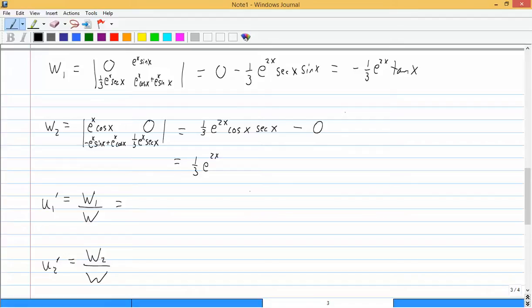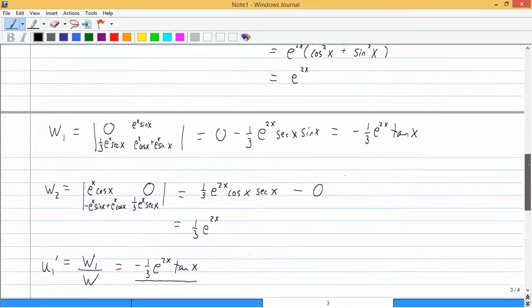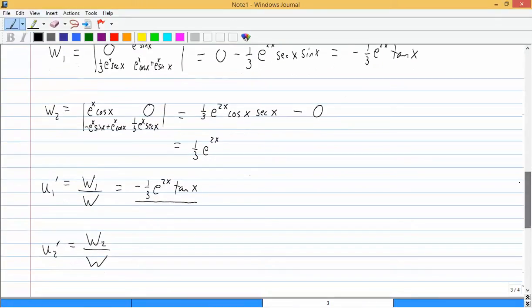Alright, so w sub 1 was negative 1/3 e to the 2x tangent x, and our Wronskian was equal to just e to the 2x. So if you have that quotient, you can see that your exponentials cancel out, and that leaves you with negative 1/3 tangent of x.